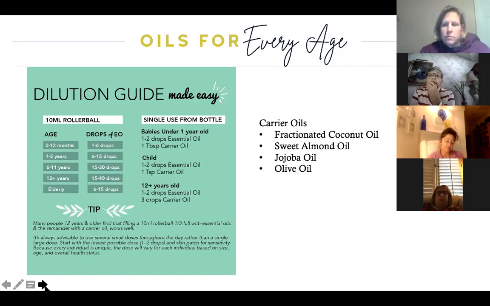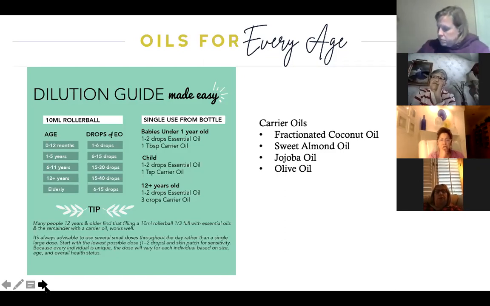But when we get into dilution, it is important to adjust the dilution of your oils based on the age of the individual that's going to be using them. So if you are planning to use your essential oils on a baby, a child under the age of 1 year old, then we want to be using only 1 to 2 drops of essential oil for every tablespoon of carrier oil. Okay, so that would be 1 drop of essential oil and 1 tablespoon of your fractionated coconut oil.